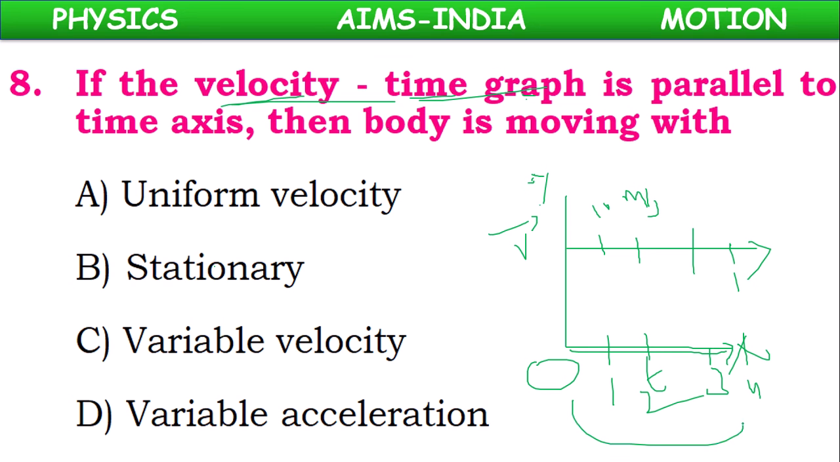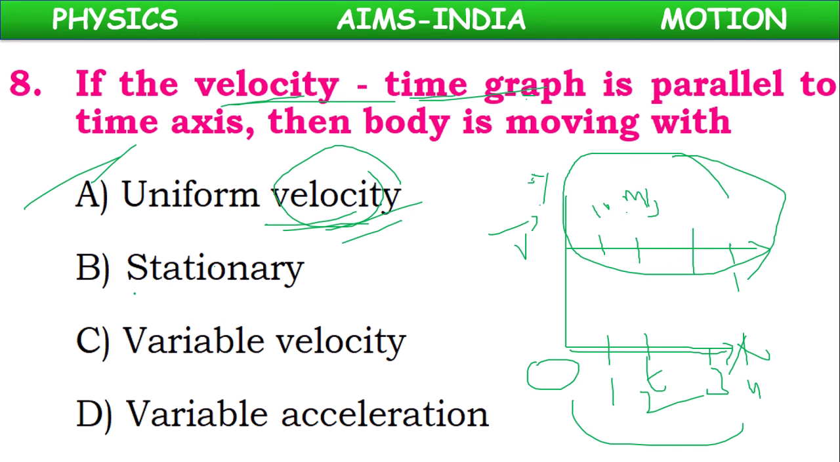The time is passing on, but there is no change in velocity, which is called uniform velocity. It is having velocity, which means the body is moving. We cannot say that it is stationary, but it is moving. How is it moving? It is moving with uniform velocity. So option A is correct.